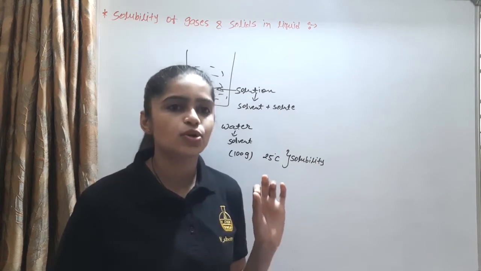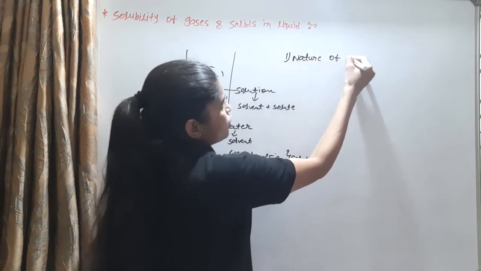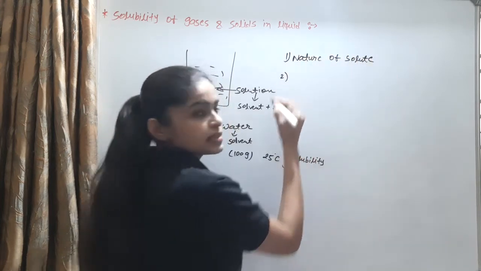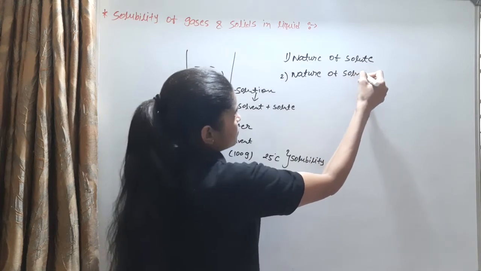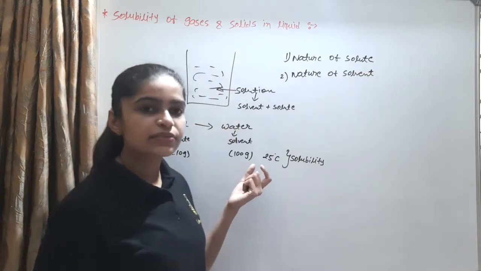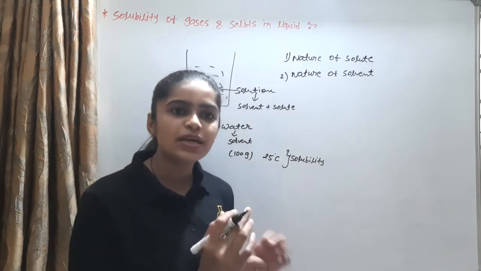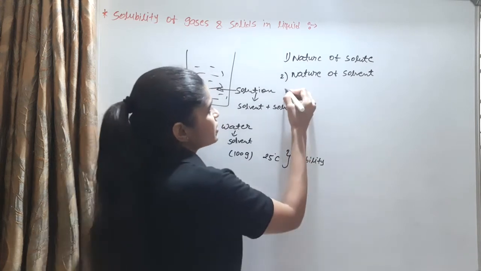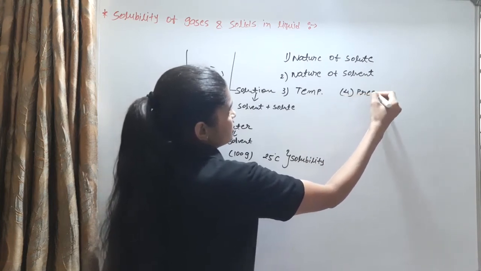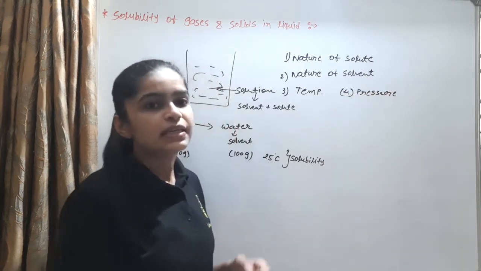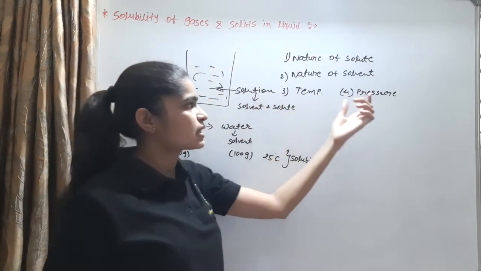When solute and solvent differ, the solubility differs. So we can say that the solubility depends on the nature of solute, second, the nature of solvent. In the definition, we took an example of 25 degree temperature. But when temperature varies, the solubility varies. So the third factor is temperature, and the fourth factor is pressure. So solubility varies with four factors: nature of solute, nature of solvent, temperature and pressure.